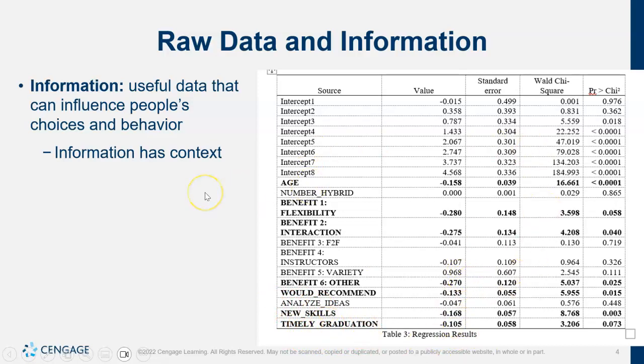And so what I was able to do is take this raw data and put it into SPSS, and it spit this out for me. I didn't even have to calculate anything. I just had to know which tests to do. And it gave me this information. And that's really what we're looking at. Information is useful data that we can use to influence choices or behaviors.